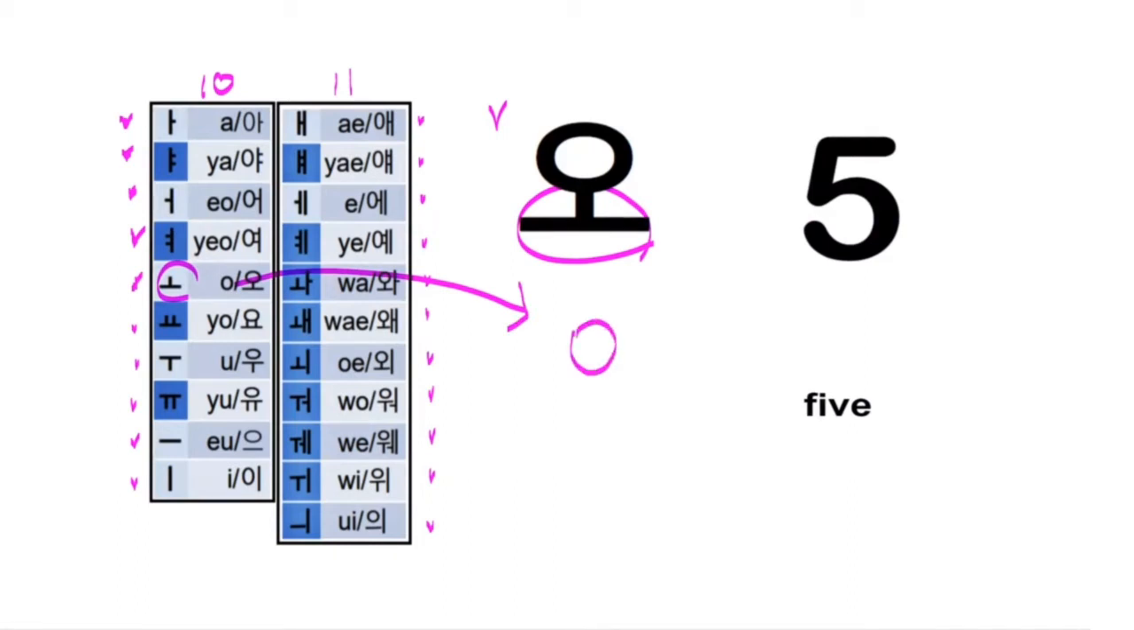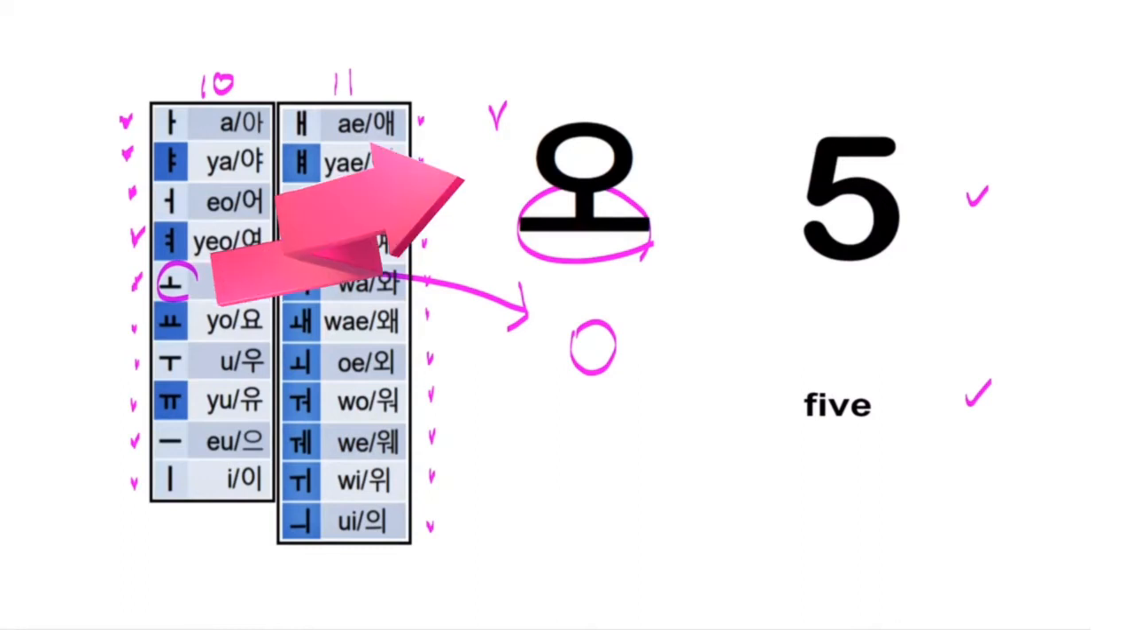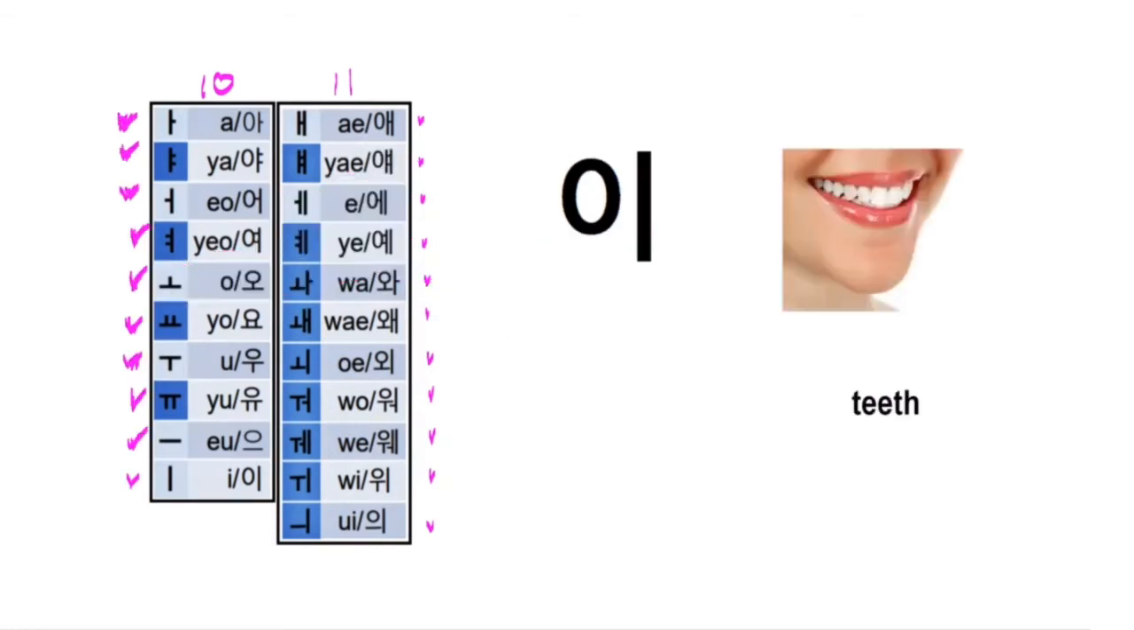How do you read it? Good. O. Okay. It means O. 5. Repeat after me. O. Okay. Good. Next. Let's read this word.